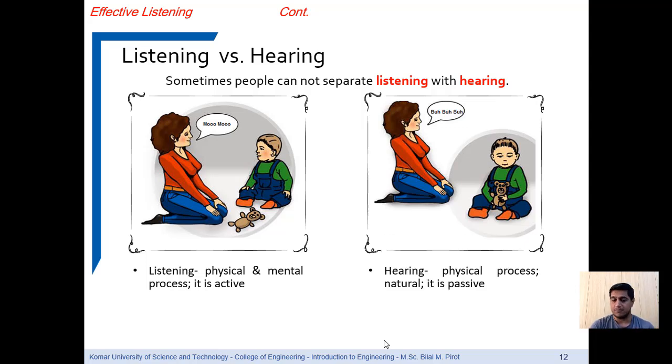But hearing is a physical process, but it is natural. It is passive because you don't need energy to hear something. It will happen naturally. And also it is passive. It is not active. Listening is hard. Why is listening hard? Because it needs energy. But hearing is effortless. You don't need any energy. So this is the main difference between listening and hearing.